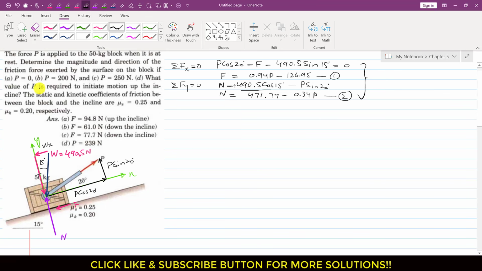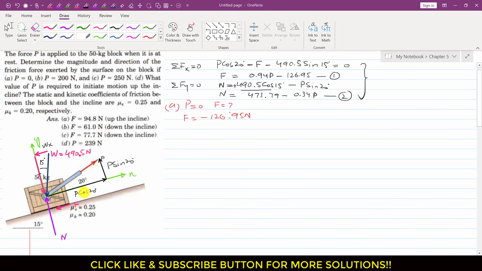Now we have 4 cases. In case number 1, it is said that P is equal to 0, what is the value of the friction? When P is equal to 0, if we put P equals to 0 in equation 1, this term will become 0, so we will be left with friction equal to minus 126.95 newtons. The minus sign means that when P equals to 0, the friction force is acting in the upward direction, in the positive x direction.